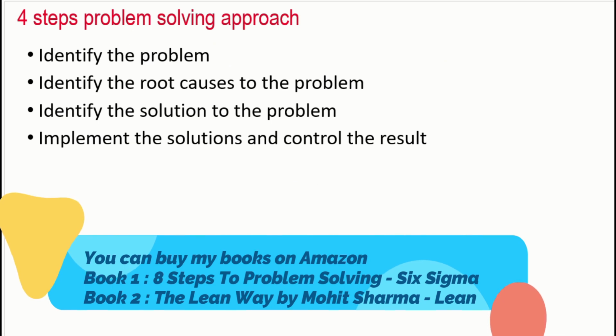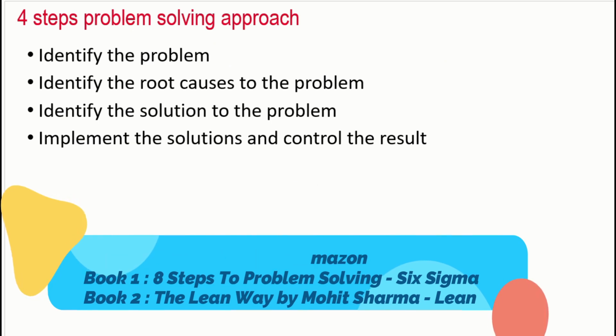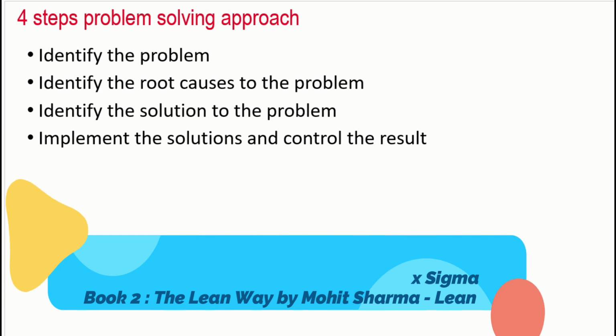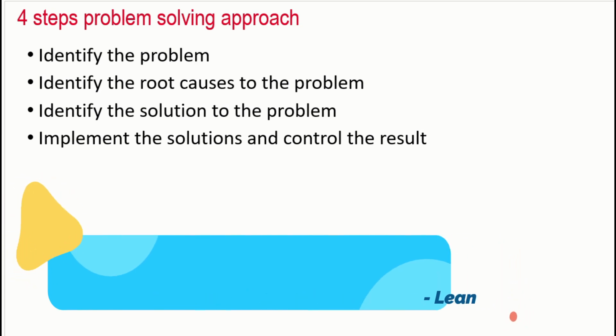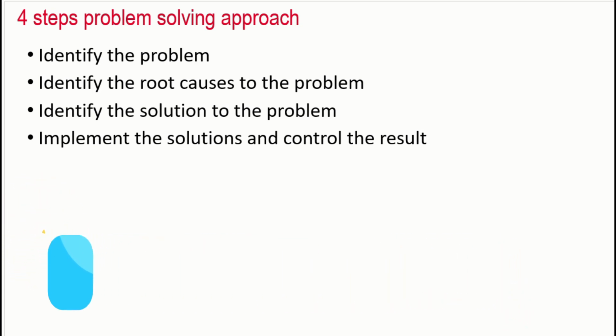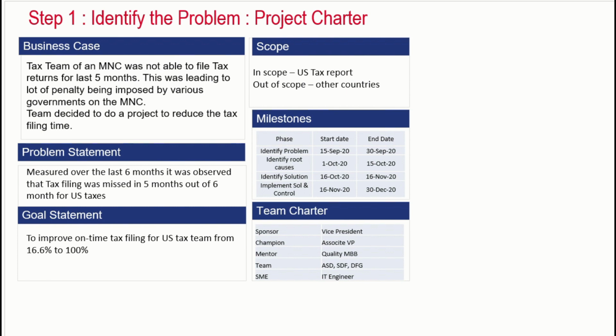The team was going to follow this four-step Lean methodology approach. They first identified the problem, then identified the root causes of the problem, identified the solutions to the problem, and then implemented these solutions and controlled the result. So first they created the project charter. In the project charter, they created the business case and the problem statement.